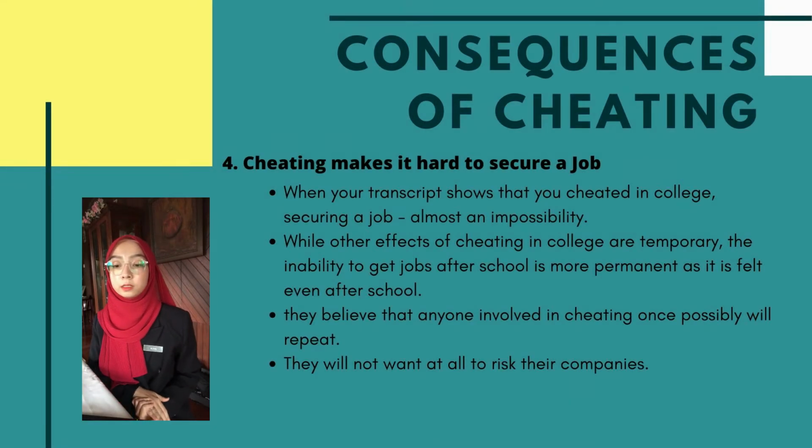Number 4 is cheating makes it hard to secure a job and hard to have a career. When your transcript shows that you cheated in college, securing a job becomes almost an impossibility. Nobody wants to employ an incompetent person. It will still be hard, even if you fix your ways thereafter, because some employers have studied psychology. While other effects of cheating in college are temporary, the inability to get jobs after school is more permanent, as it is felt even after school.